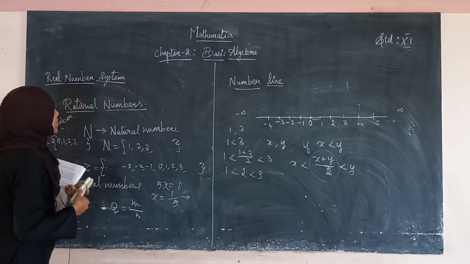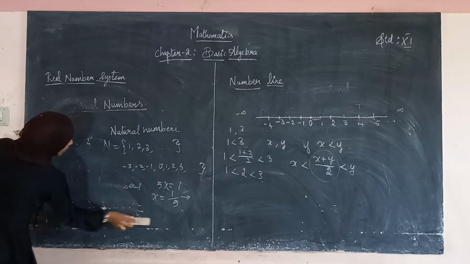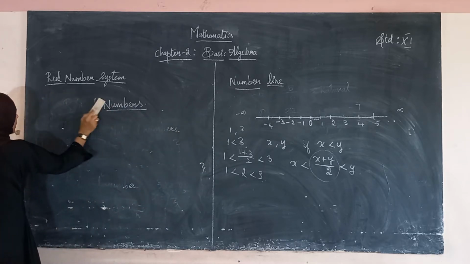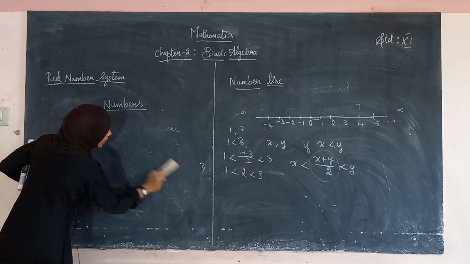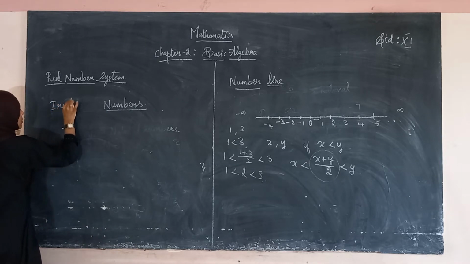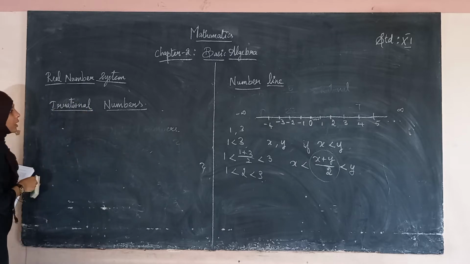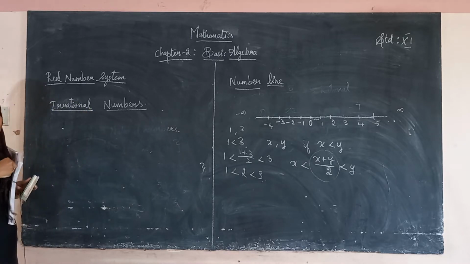Now let us see the irrational numbers. The numbers which are not rational are said to be irrational numbers. That is the definition: the numbers which are not rational are said to be the irrational numbers. In your book they have given a theorem for this, right?